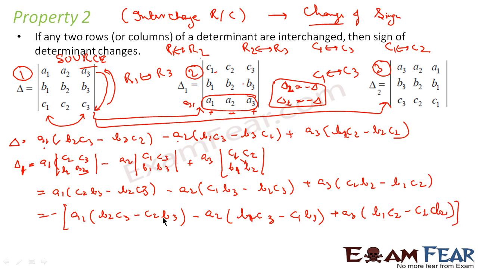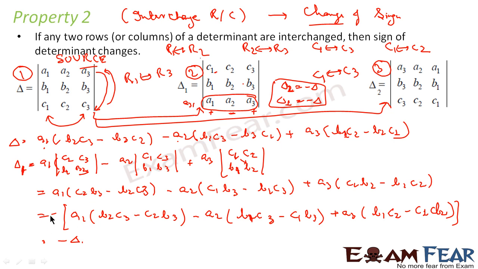Correct. So what you can see here is this is nothing but minus of this. This is nothing but minus of this. So what I proved is that determinant 1 is nothing but minus of determinant 2.